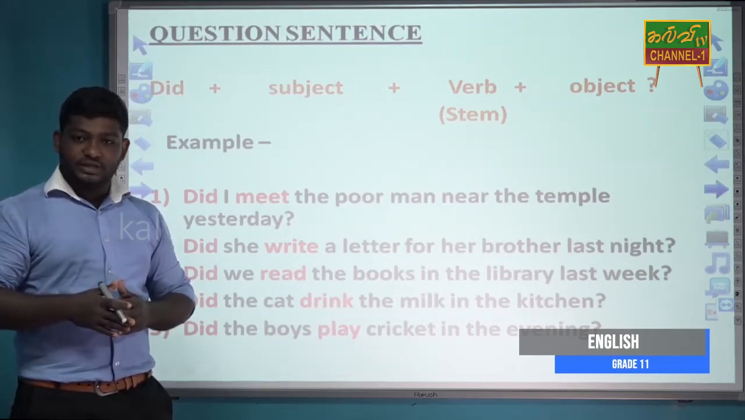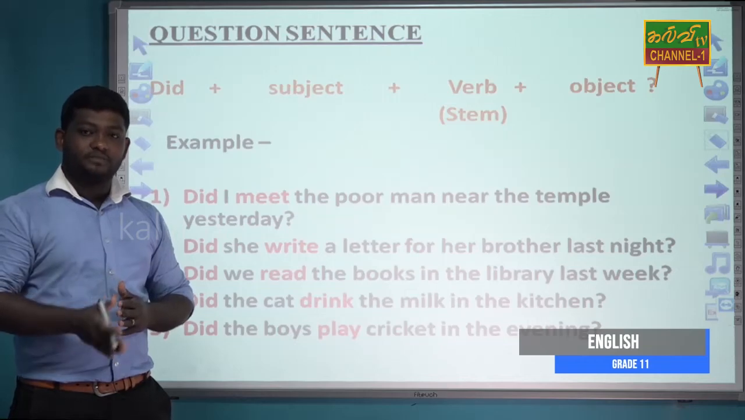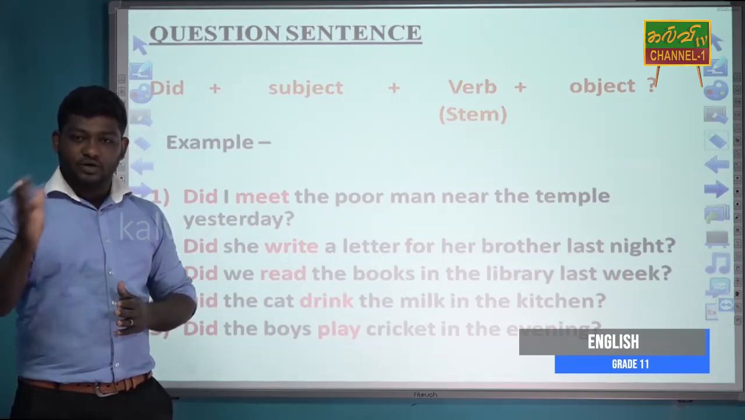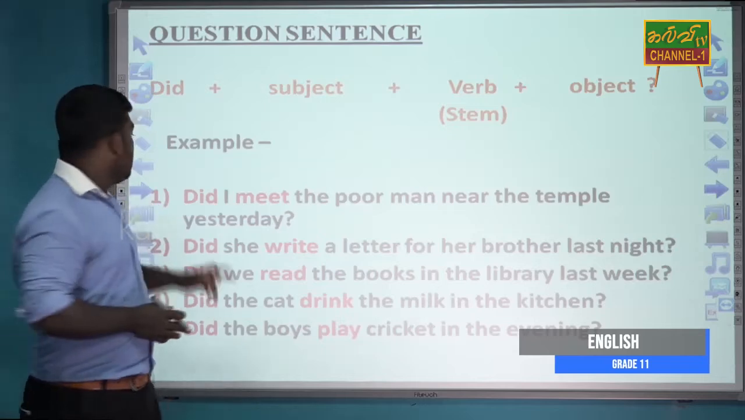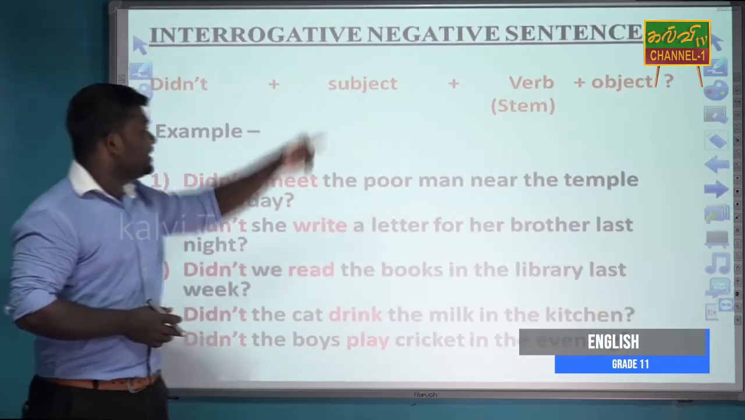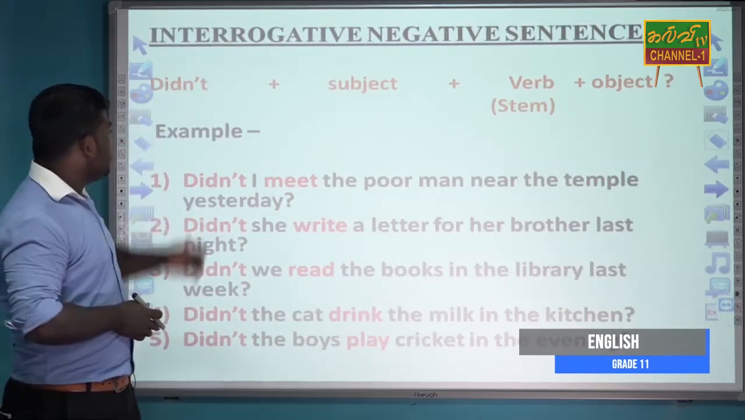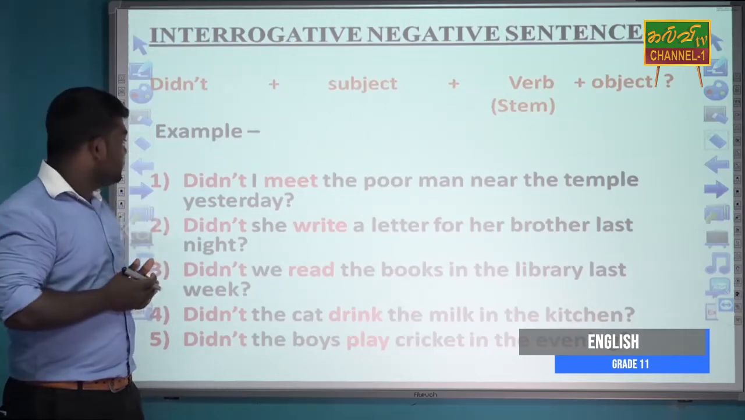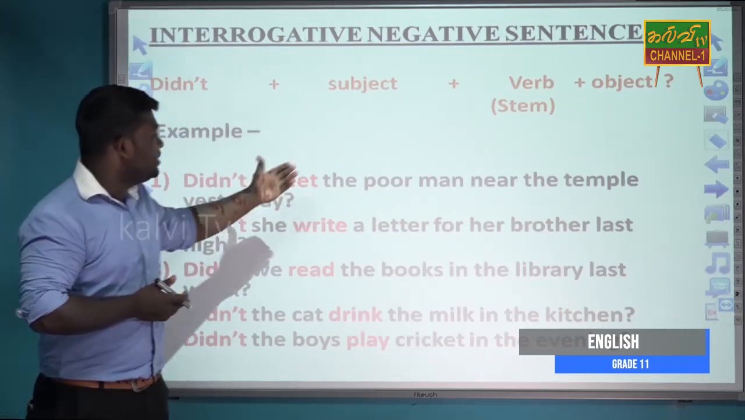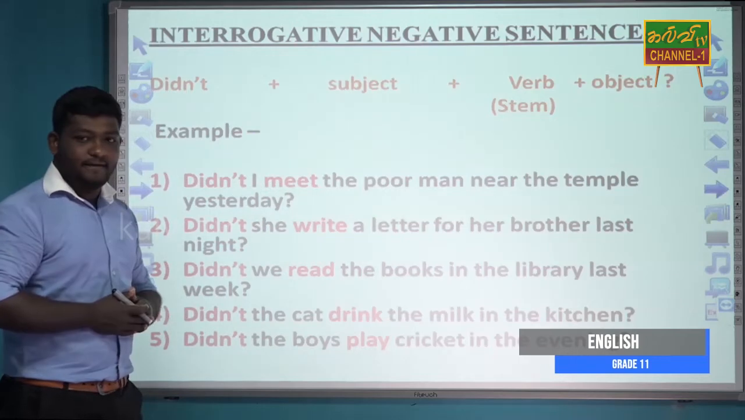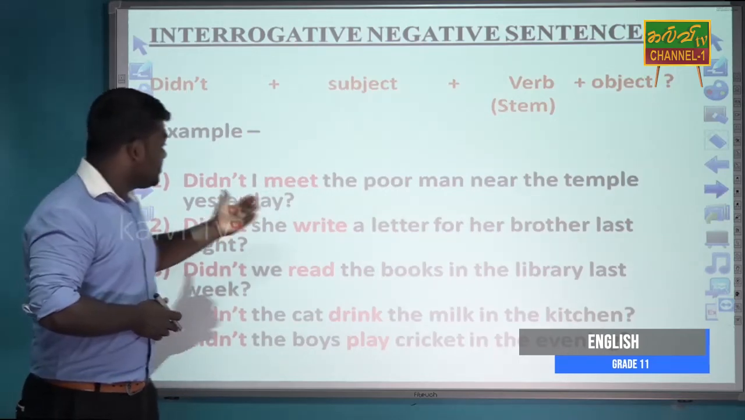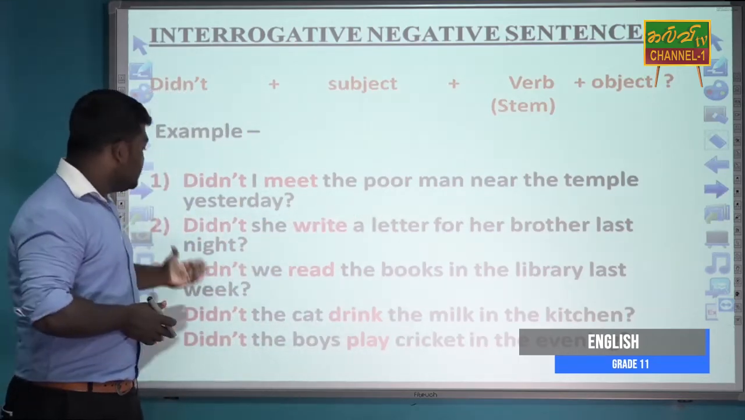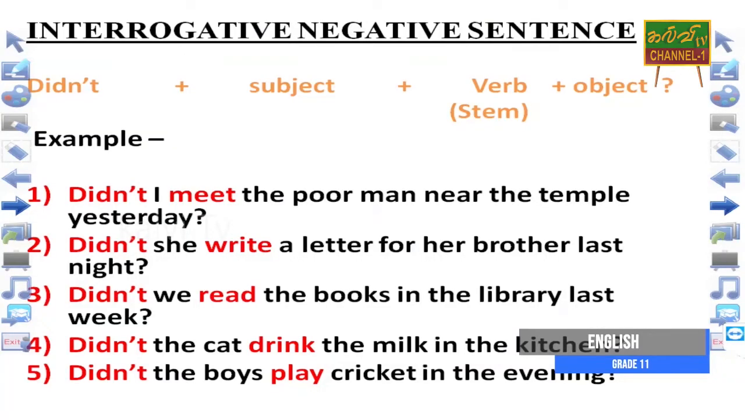அதே கொஷின் சென்டென்ஸ் கன்ஸ்ட்ரக்ட் பண்ணிக்க டிட்டோட சப்ஜெக்ட் வந்து வேர்ப் வந்து ஆப்ஜெக்ட், வேர்ப் ஸ்டெம்மில் வரும். ஸோ இஃப் யூ லுக் அட் இன்ட்ரோகேட்டிவ் நெகட்டிவ், இங்கே டிடன்ட் முன்னால் வேற போகிறோம். டிட் வார அதே எடுத்து டிடன்ட் வார. அப்போ Didn't I meet the poor man near the temple yesterday? Didn't she write a letter for her brother last night? Didn't we read the books in the library last week?